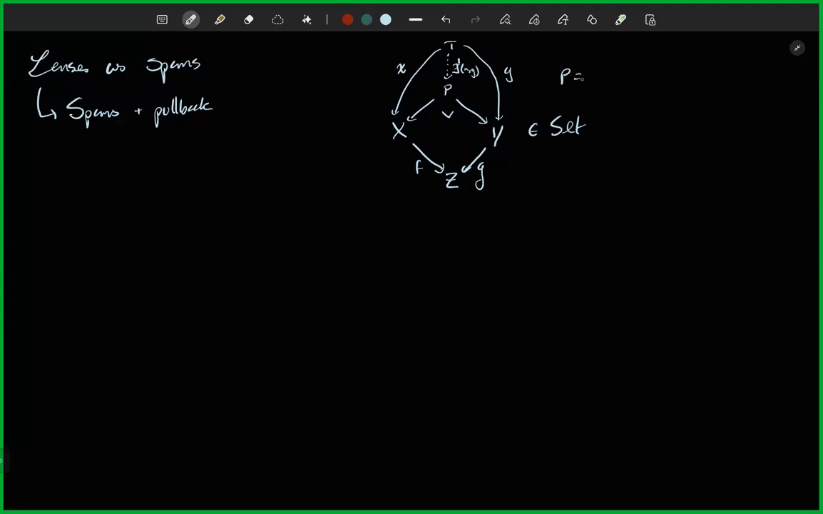So P we can take to be the set of all pairs x, y, in x times y, such that f of x is equal to g of y. Now a span is something like this. And if I take two spans and I line them back to front like this, I can now take the pullback here, which sometimes we write as times sub b. And that gives me a composite of spans.